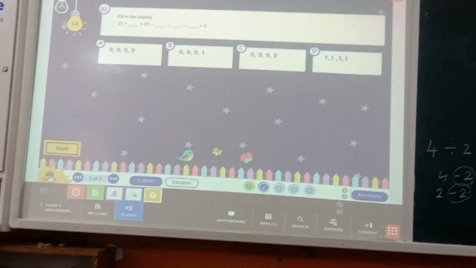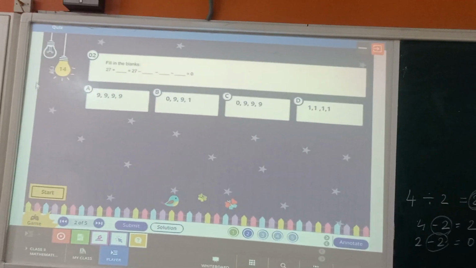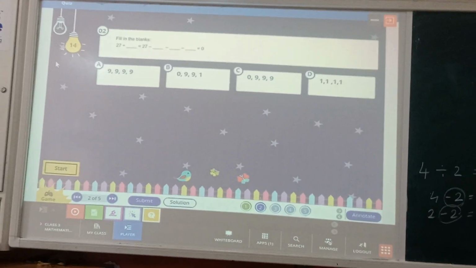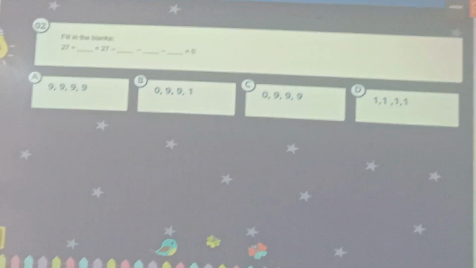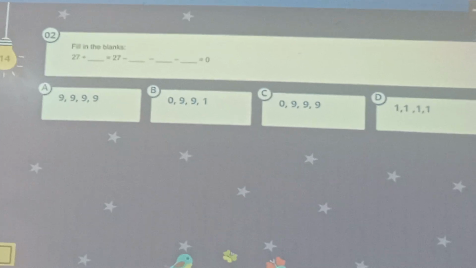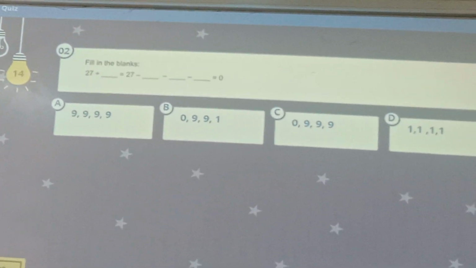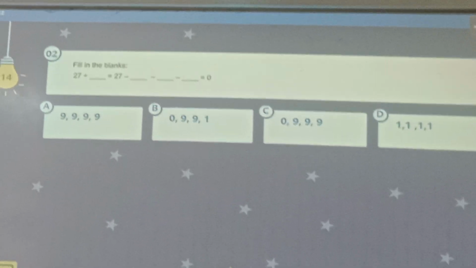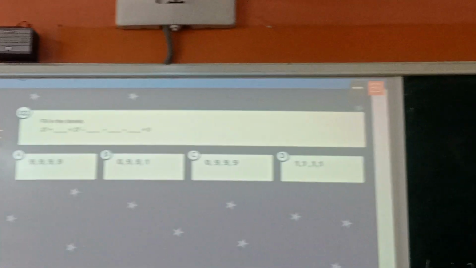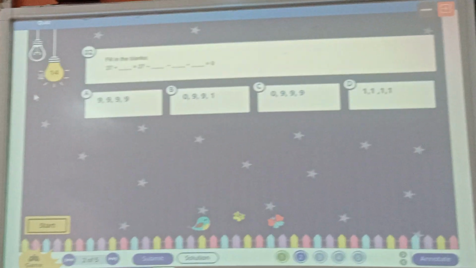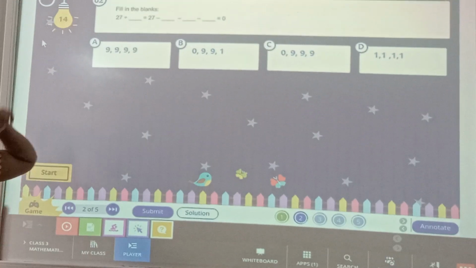Question 14. Can you say this answer? 27 divided by dash is equal to dash. Which is the correct option? Why 0? I am not going to divide 27 by 0.